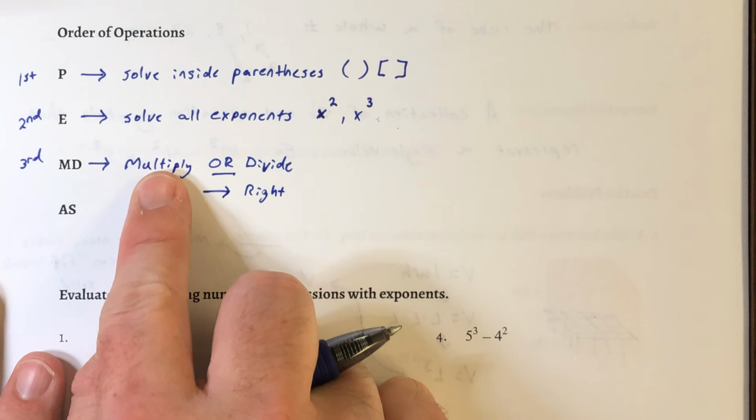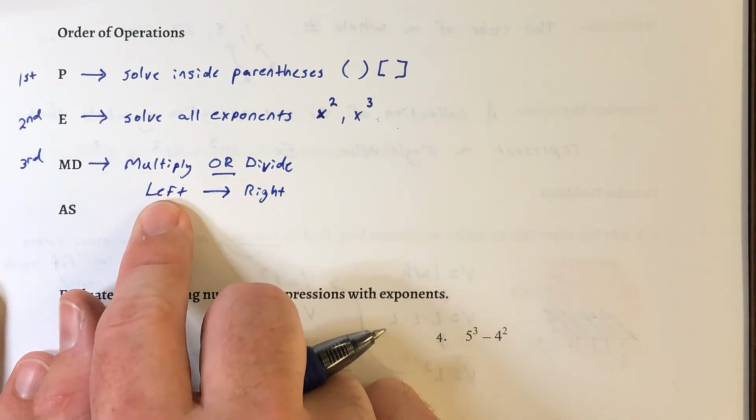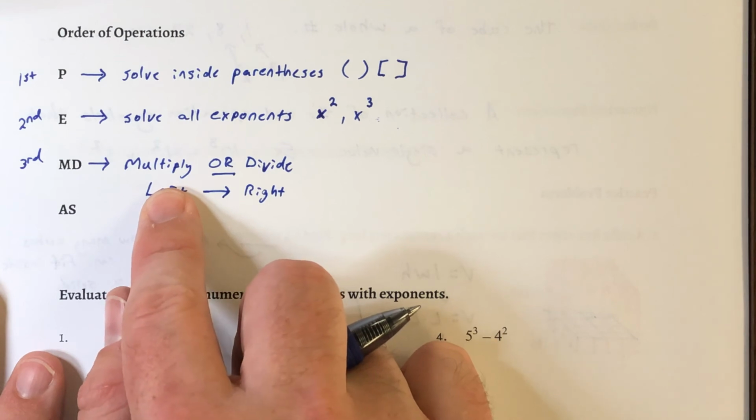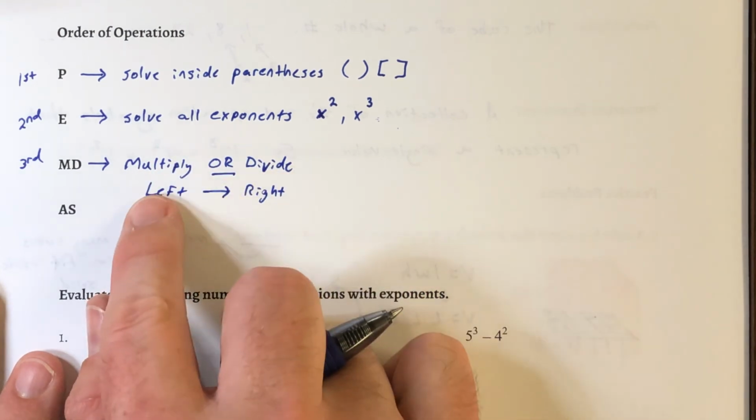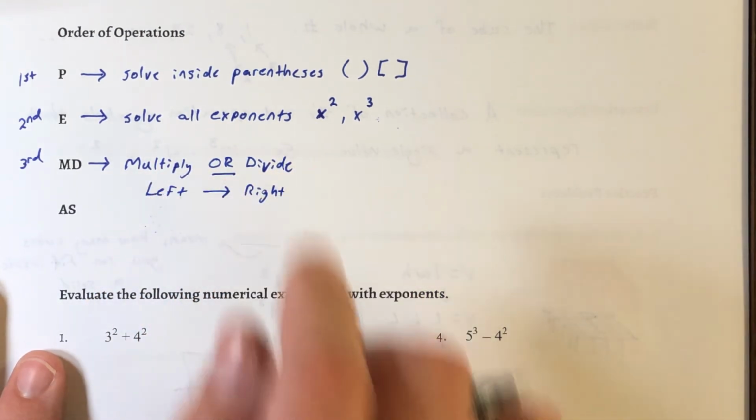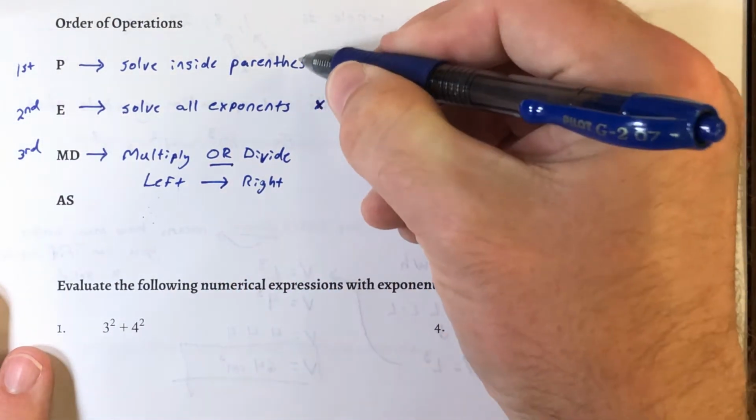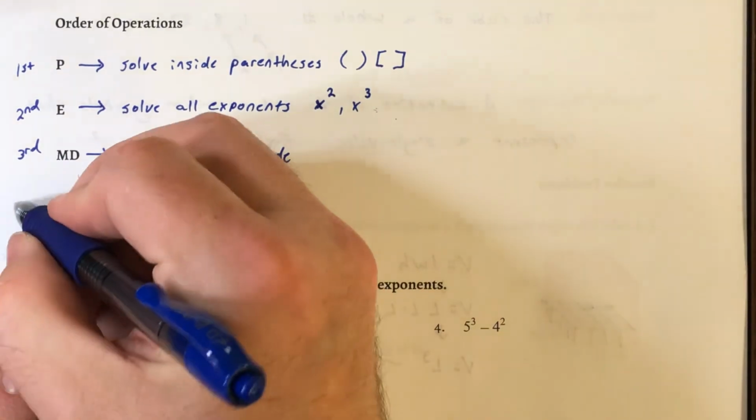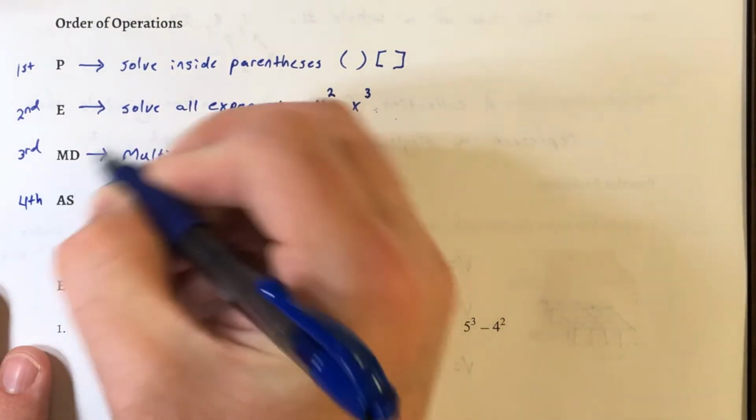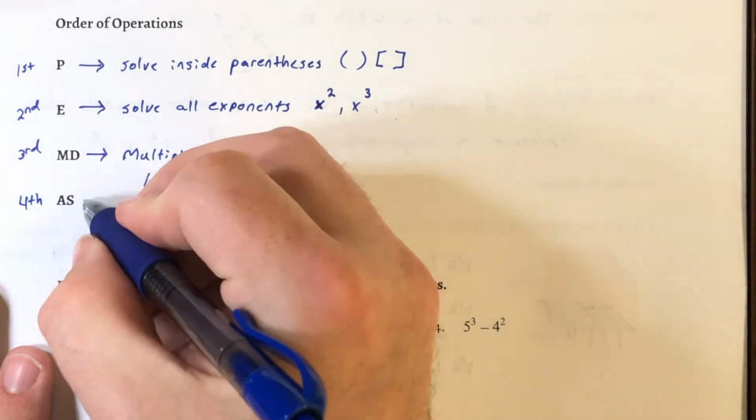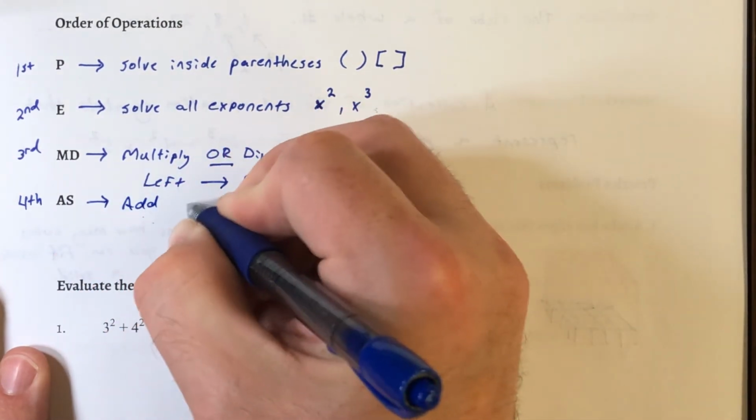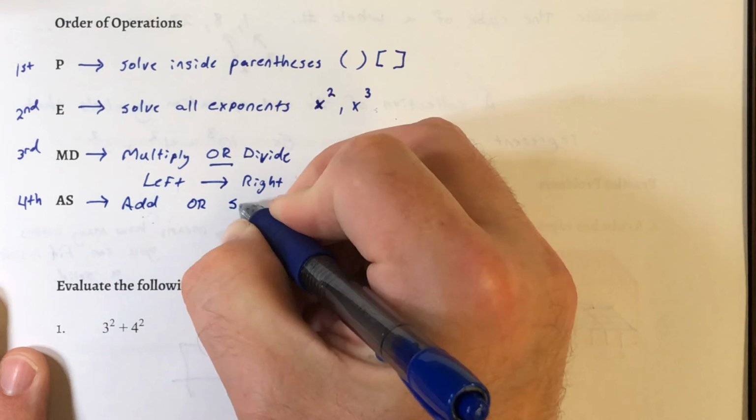So, if you see multiplication on the left, you're going to multiply first. If you see division on the left, you're going to divide first. So, whatever you see, multiplication or division, work your way left to right. Once you have done parentheses, exponents, multiplied or divided left to right, your fourth and final step is to see if you have any addition or subtraction. So the fourth step is to add or subtract.